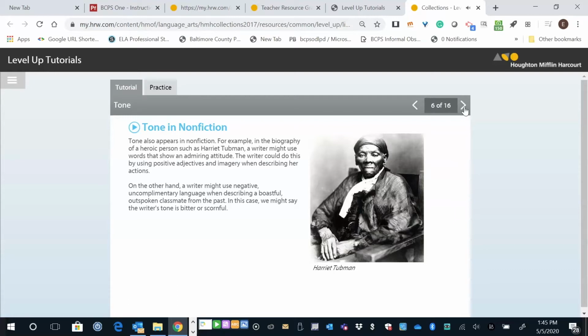Let's pause here for a second. Sometimes the question may ask, what is the author's attitude about a subject? This question is asking about the author's tone. So make sure you remember that tone equals attitude.